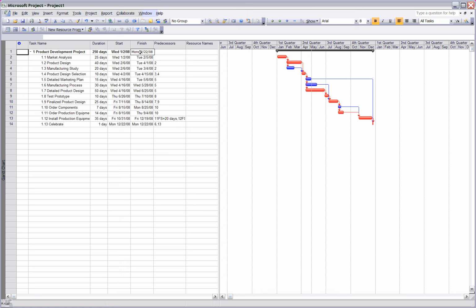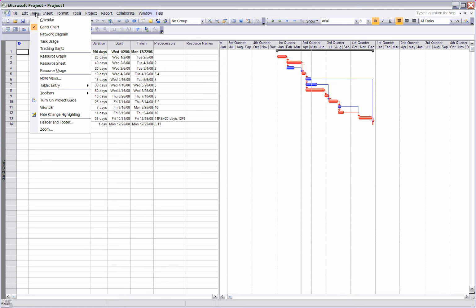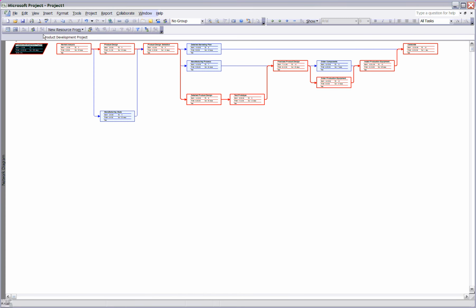The next question asks us what the critical path is for the project, and the easiest way to view this is if we go into the network diagram. We can see that there are some tasks that are indicated in red, and these are our critical tasks. They have no slack. So if you just follow the red path, those are the tasks on the critical path in the project.